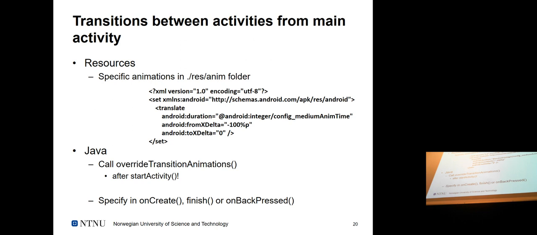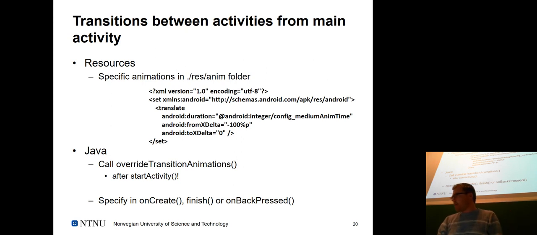All right. So transitions between activities. The idea is there: we need to have some sort of animation folder, and then specify the transition animations in XML, using the fixed format. For example, here, what does that animation possibly do? If you guess, want to guess? Yeah. Anyone?